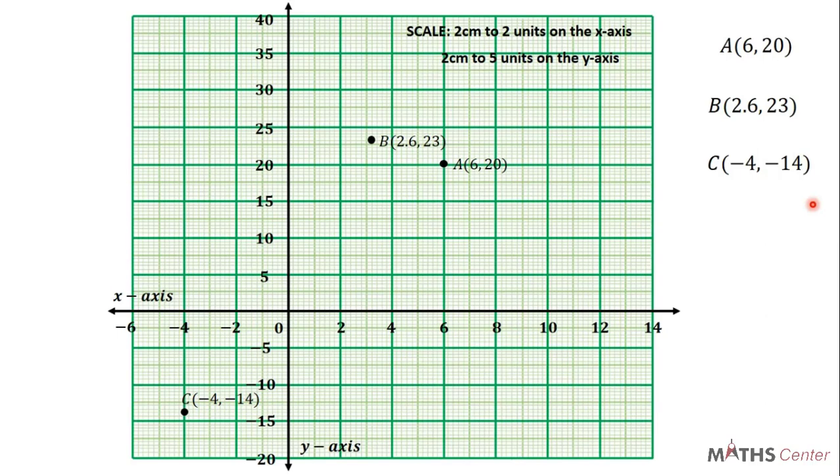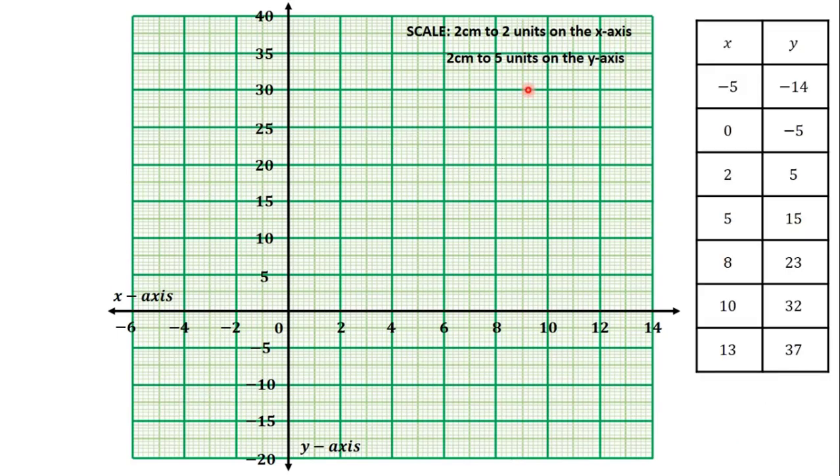So we have now seen how to plot points on a graph sheet.